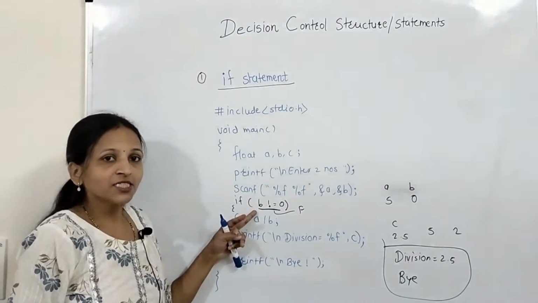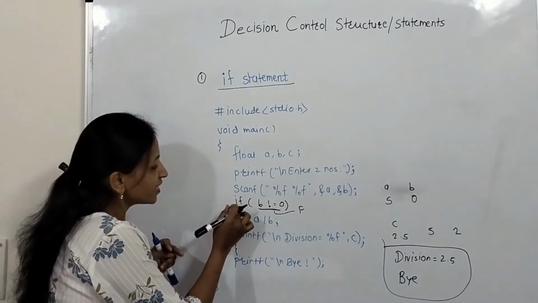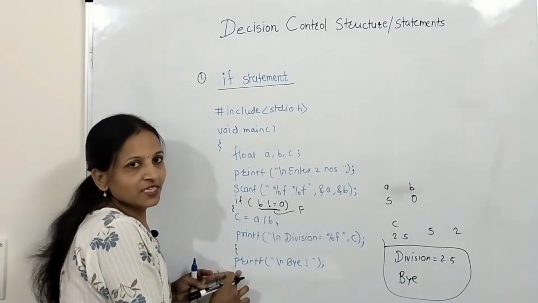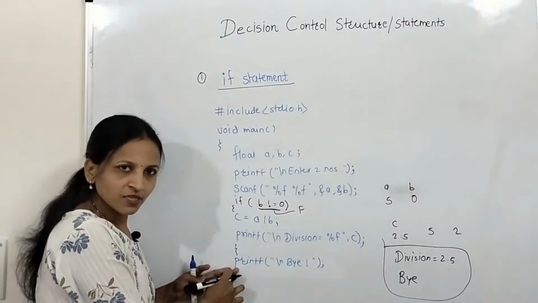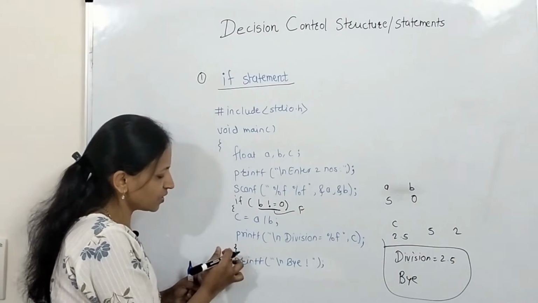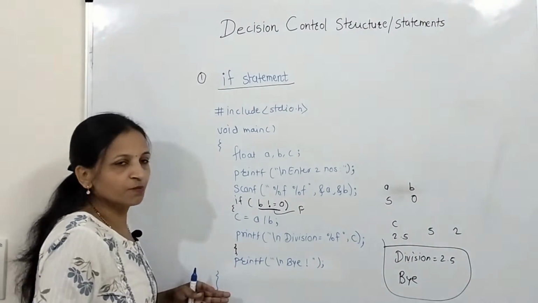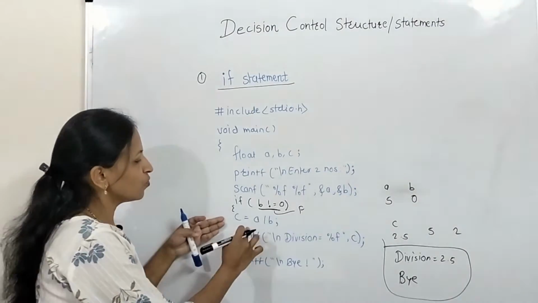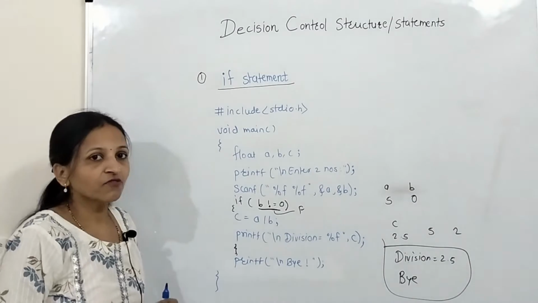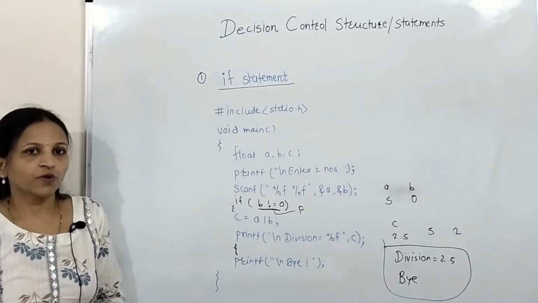If the condition inside this if is false, then automatically control will shift to the statement after the if statement. This one is after the if statement, meaning whatever instruction comes after completion of this if block. Control will directly shift here and will directly display bye. It will not go to calculate the division and display the division. In this way we can use the if statement in our program.